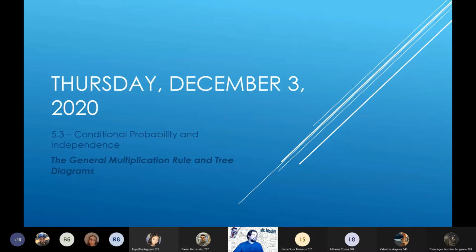Here we are. It is Thursday, December 3rd, 2020. We are continuing with section 5.3, conditional probability and independence. We're going to get to independence next week. The general multiplication rule and tree diagrams are the things we're going to look at today.